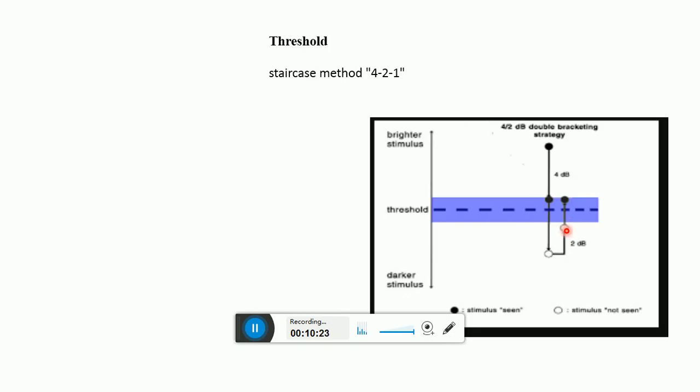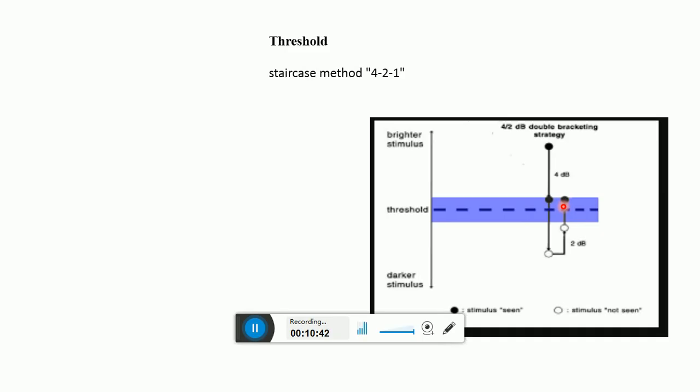Then the intensity is increased by 1 decibel till again it is visualized. This final decibel reading is the threshold. So this will be the threshold. Increase by 1 until it is visible.